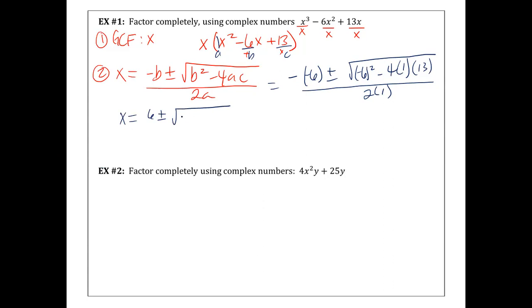All right, so we have 36, and what's 4 times 13? 52. 36 minus 52, all over 2. And I'm going to keep going. What is 36 minus 52?